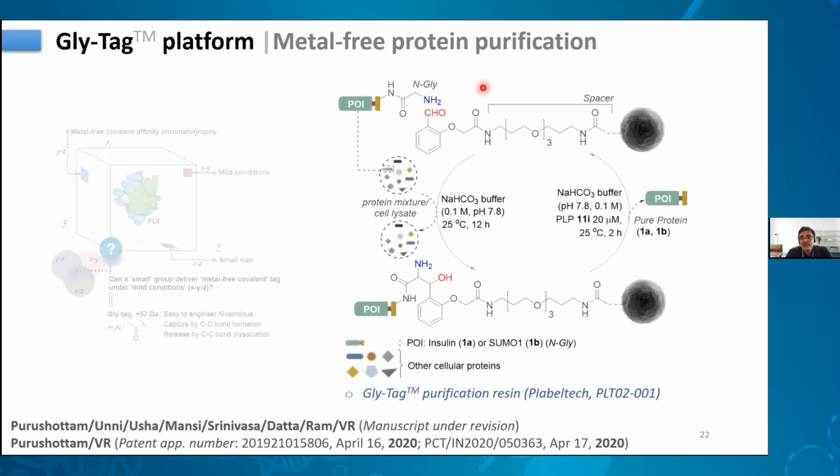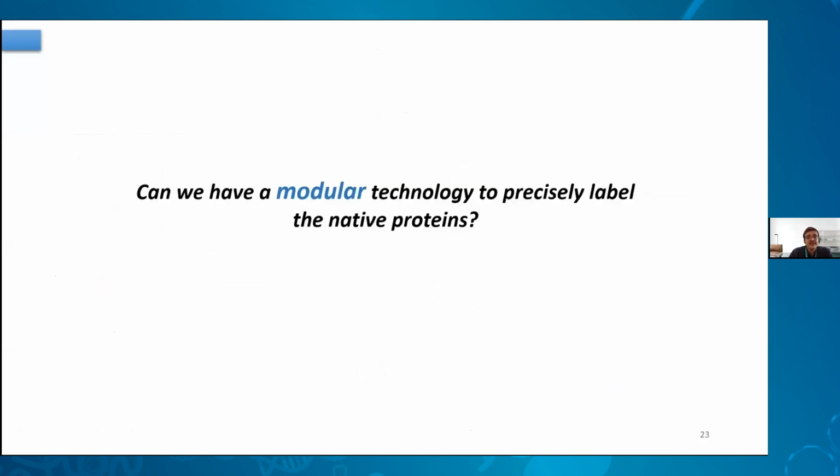So we developed a Gly-tag purification resin, and you take the mixture of protein from a cell lysate, mix it along with the Gly-tag purification resin, and after a while, you wash off everything that is not immobilized, and you are all set to treat it with PLP for the carbon-carbon dissociation that I talked about, which releases the pure protein. And this is something that really works smoothly, and you really don't have any metal involved, so it's a metal-free protein purification protocol.